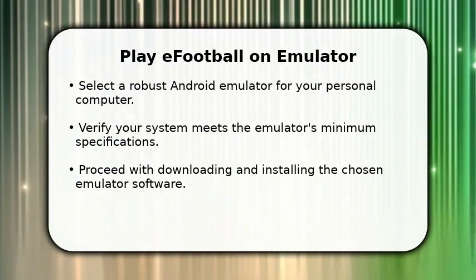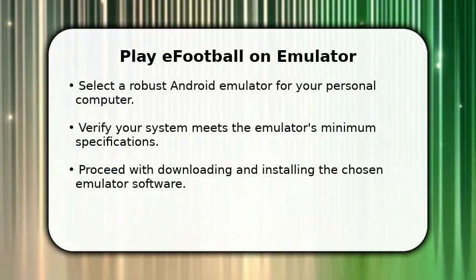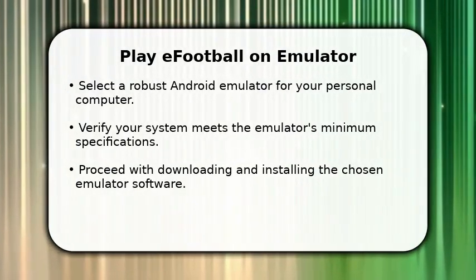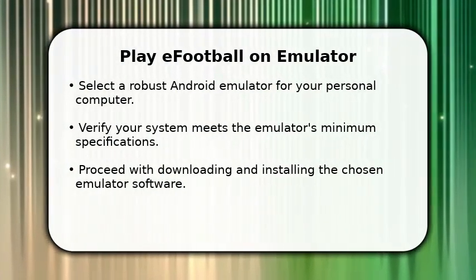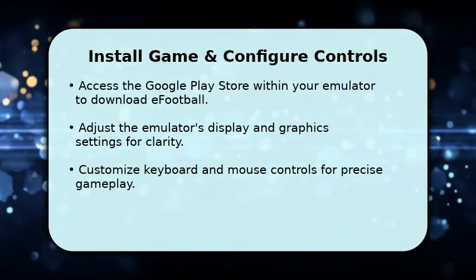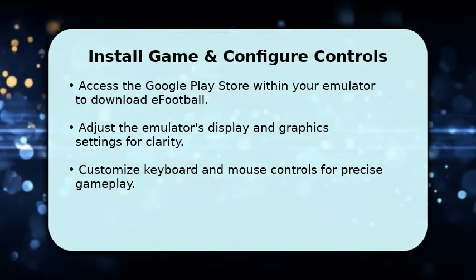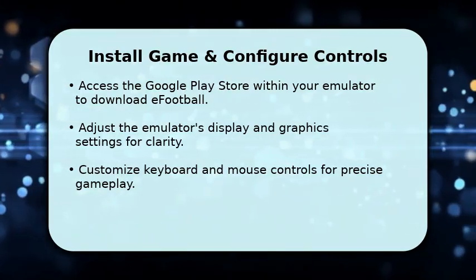Once selected, download the installer from the official website and follow the on-screen instructions to complete the installation process. This initial step is crucial for a great gaming experience. After installing your emulator, open it and navigate to the Google Play Store. Search for eFootball and install the game just as you would on an Android device.